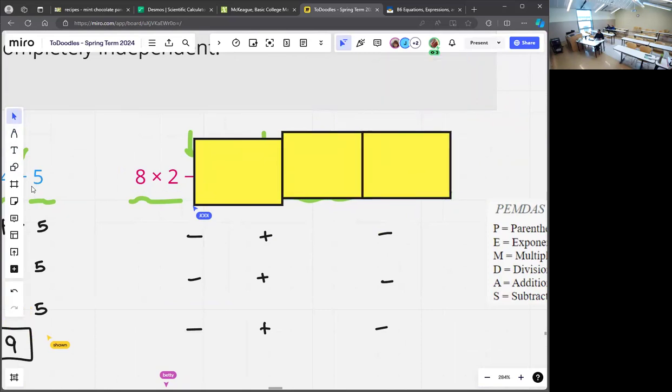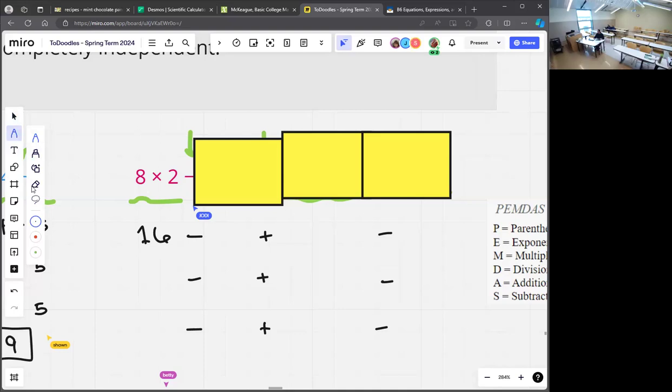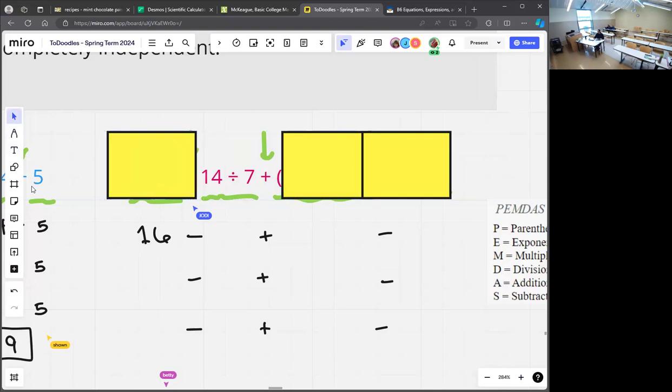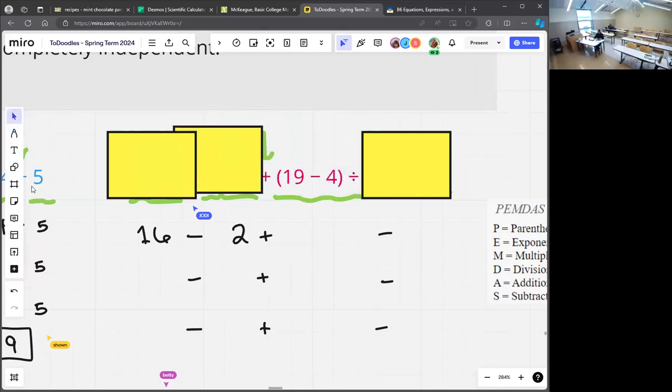Okay, 8 times 2. What's 8 times 2 for that first term? 16. And that's it. I can bring 16 down more if I need because things get complicated in the other terms. This term, 14 divided by 7. 2.